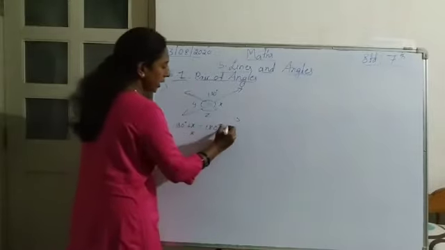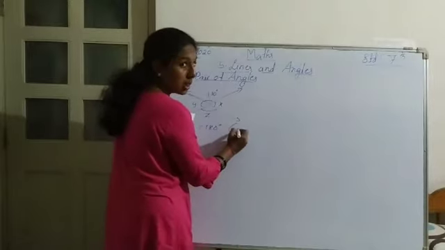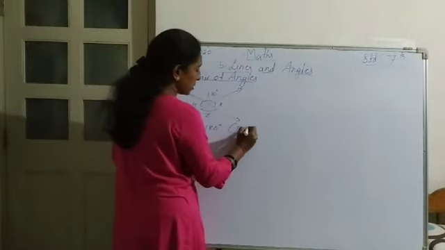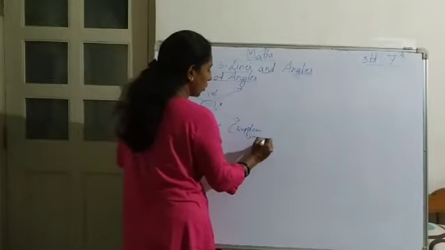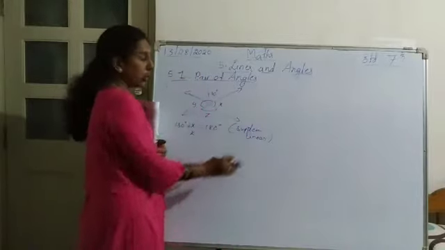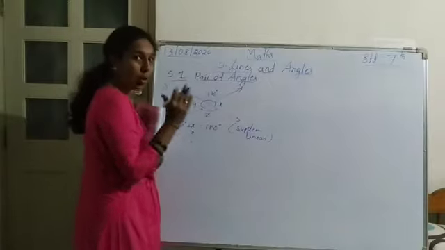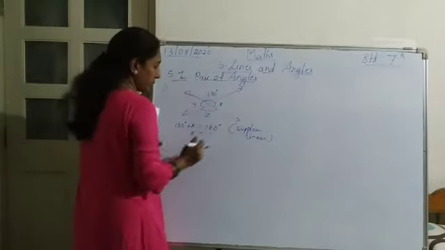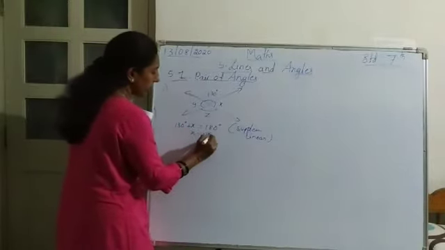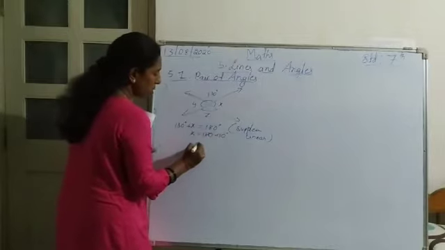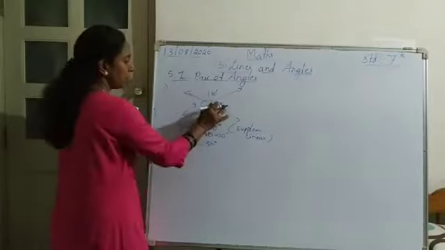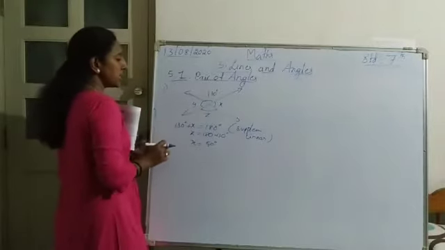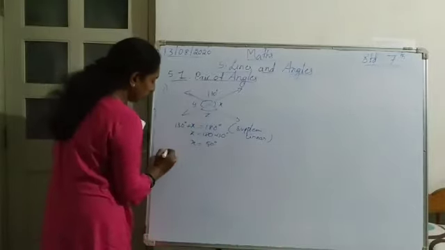Why? Because they are supplementary angles. We can write supplementary, otherwise linear pair also. Both we can write, but we have to write the reason here. Always in geometry we have to write the reason. x is equal to 180 minus 130, so that is equal to 50 degrees. So x is 50 degrees. Then what about y?